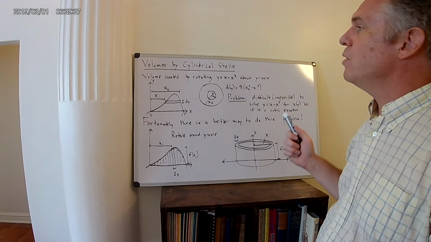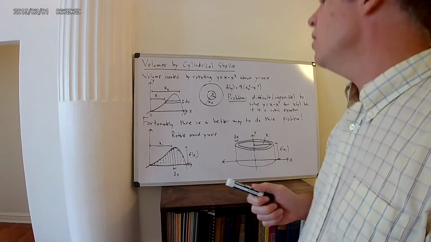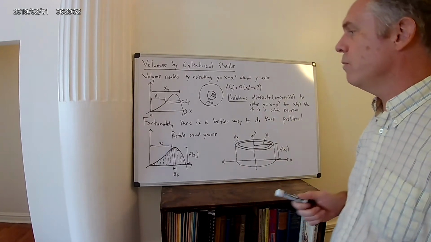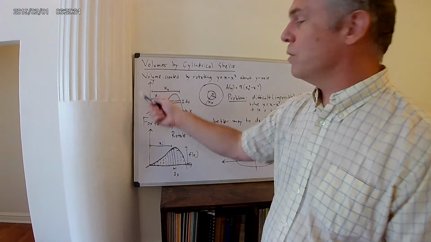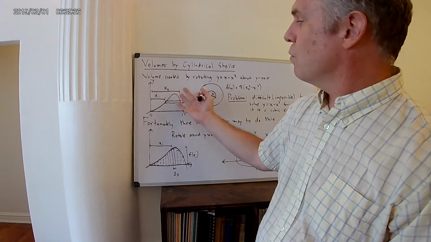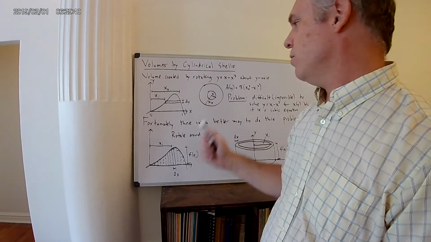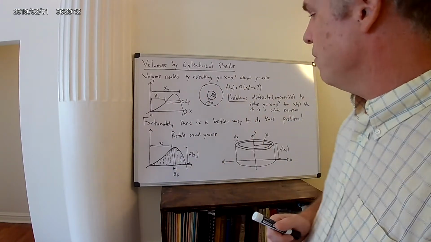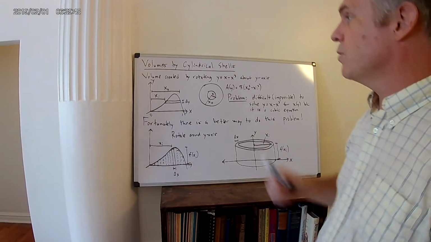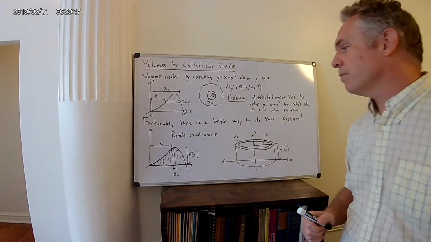So this is the motivation for using a different technique to calculate the volume of a solid of rotation. It's called a solid of rotation because we're rotating this curve around the y-axis. So we're going to use a different method to try to calculate the volume of this object. And here's how this method works. It's called the method of cylindrical shells.